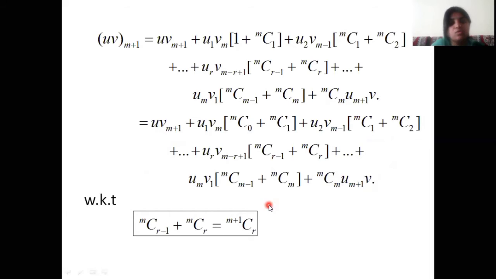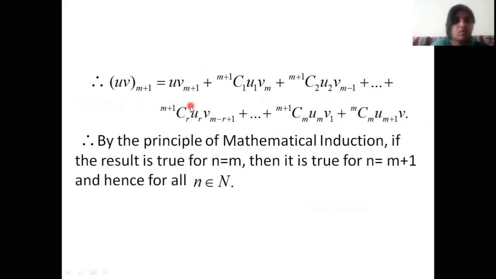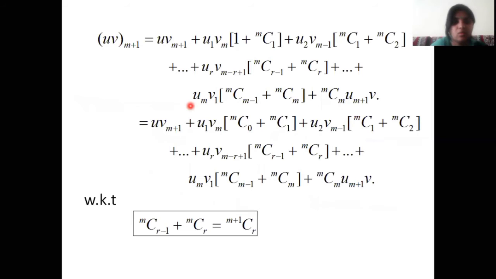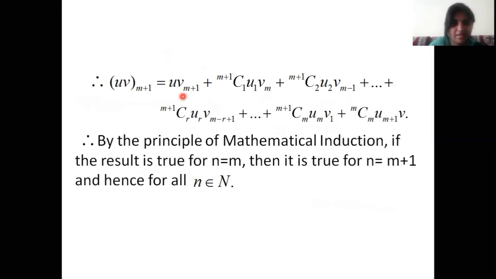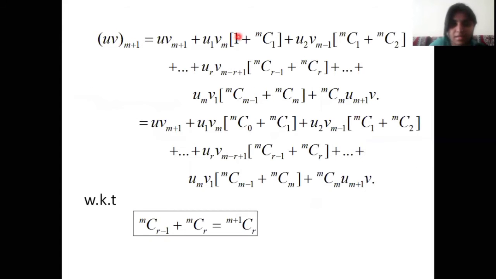Also I know the formula mC(r-1) plus mCr is equal to (m+1)Cr. So that is equal to, see here, I've just written all that here. The first term I have written as it is, and the second term, I can write this as mC0. I can just replace this 1 by mC0. What is mC0? It is m factorial by 0 factorial into (m minus 0) factorial. So (m minus 0) factorial is nothing but m factorial, and 0 factorial is 1.